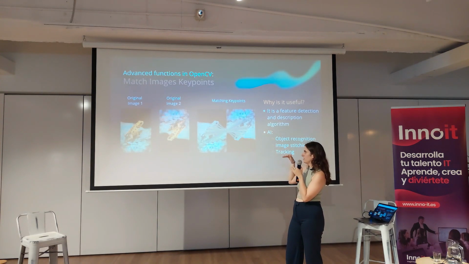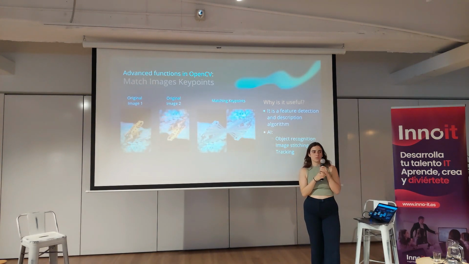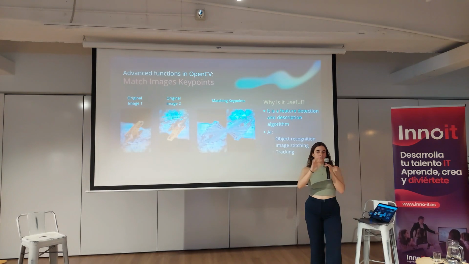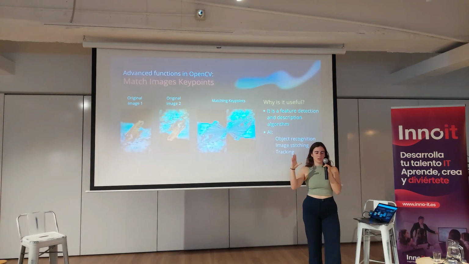Now I can try to understand if this frog is the same one and where each of these pixels corresponds. This is very useful, for instance, when you have two images of the same thing but from different perspectives, like a building, and you want to have the full image.